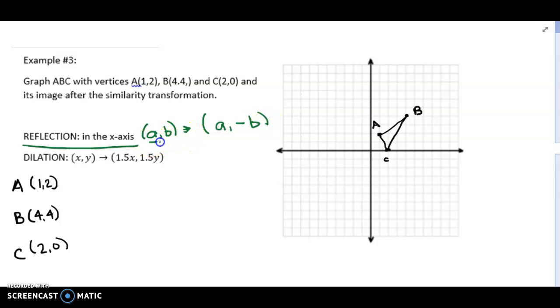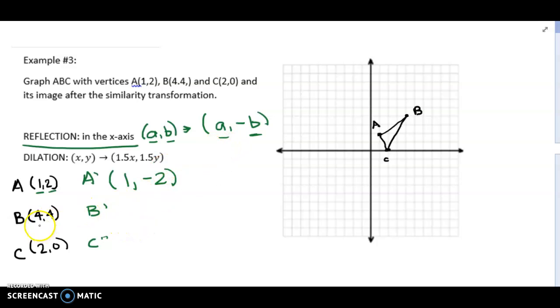All right, when we reflect something over the x-axis, my rule is (a, b) goes to (a, -b). So I'm staying in the same order. I'm just reversing the sign of my y coordinate. Now if it's already a negative, it goes to a positive. If it's a positive, it becomes a negative. So using that, my A prime: A is 1. My negative b is a negative 2.